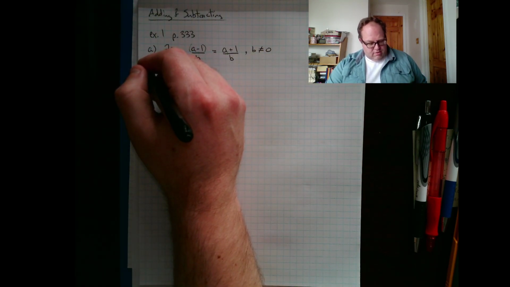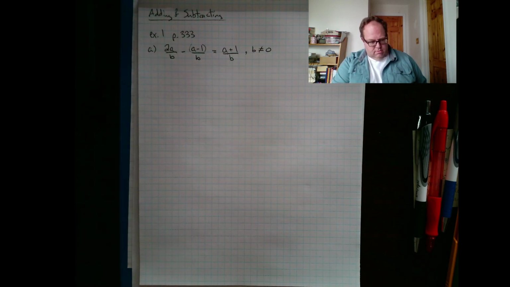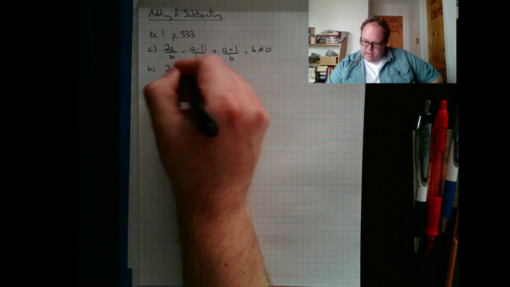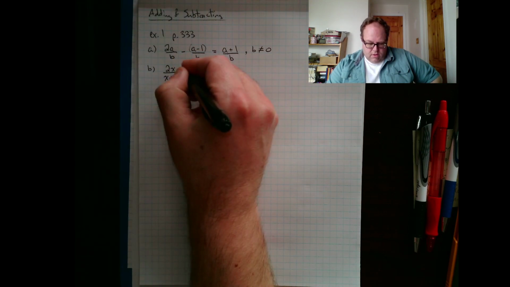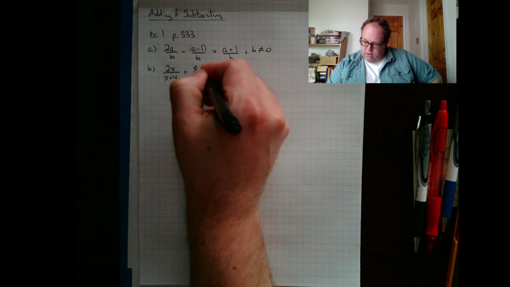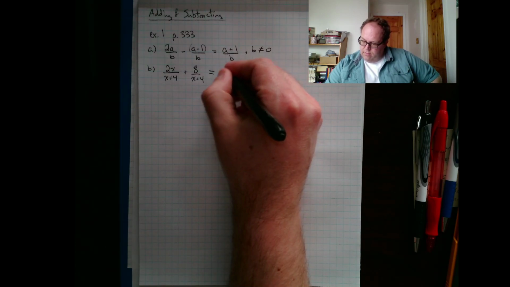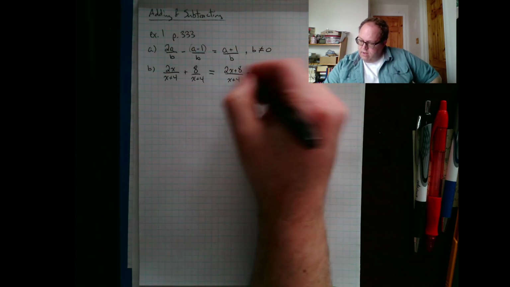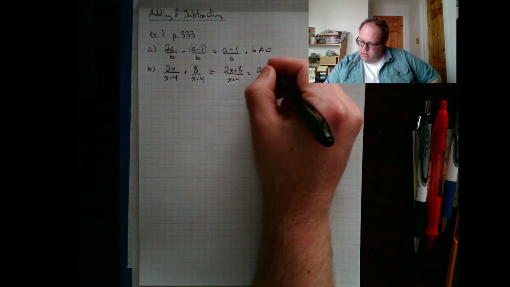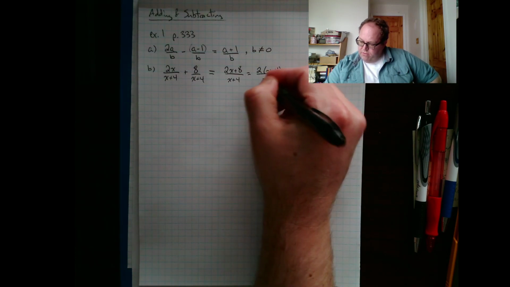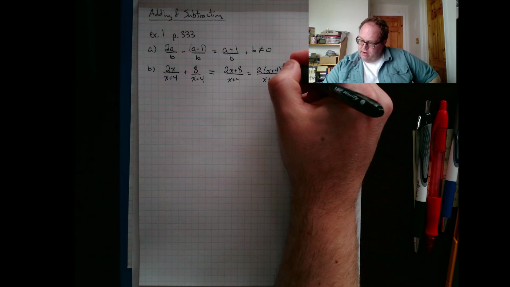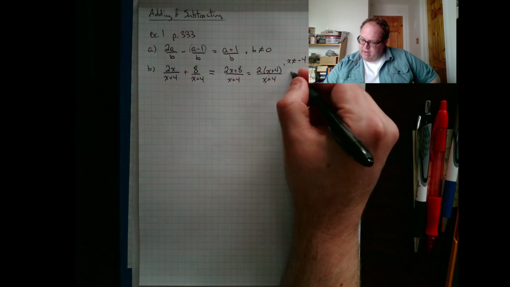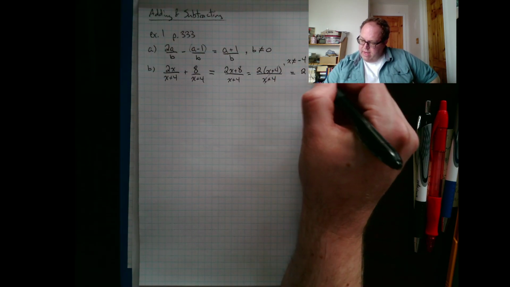Parts b and c of this are very similar, because this example has everything with the same denominator. 2x over x plus 4 plus 8 over x plus 4 is just going to end up equaling 2x plus 8 over x plus 4. I can factor that numerator to 2 times x plus 4 over x plus 4. It's worth noting from there that x can't equal negative 4. And then I divide, and I can say that that whole thing equals 2 so long as x doesn't equal negative 4.